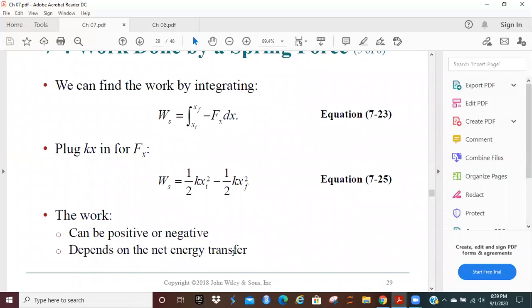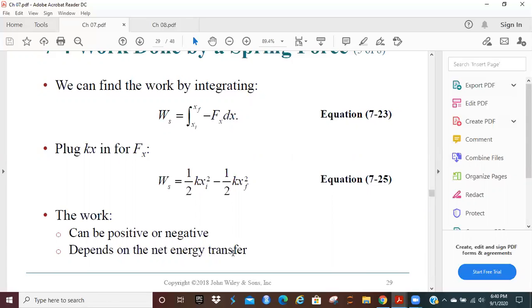So have you seen an integral like equation 7-23 before? Yes. Okay, so this really doesn't come as much of a surprise here, that the work done by the spring is going to be the integral of the force times the displacement from the initial position to the final position. If you plug in kx for the force, because that's the spring force, we find that the work done by the spring is going to be 1/2 k x sub i squared minus 1/2 k x sub f squared.